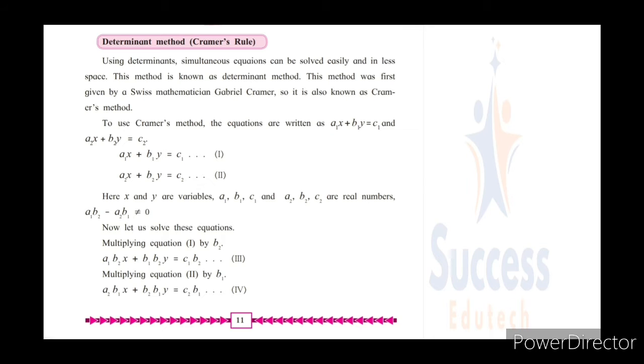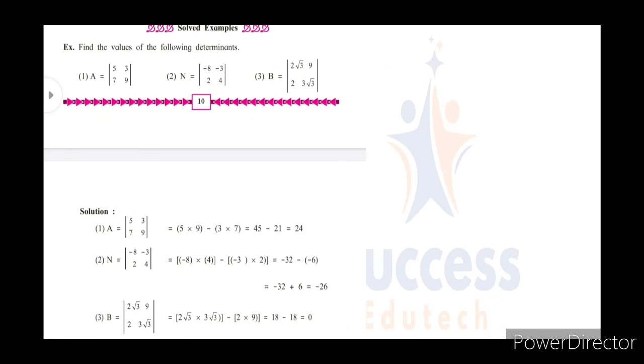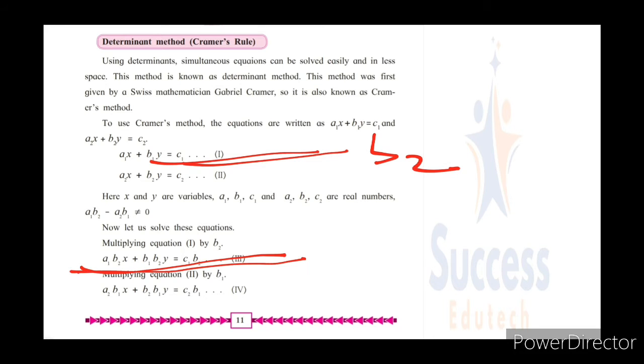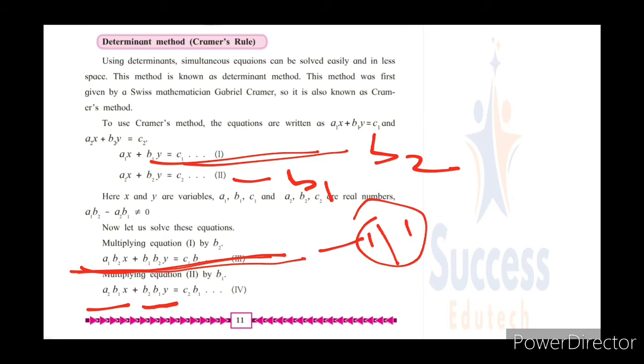So now multiply equation 1 by b2. If I multiply equation 1 by b2, we get this type of equation: a1b2x plus b1b2y equal to c1b2. This is my equation number 3. Now multiply equation 2 by b1. If I multiply equation 2 by b1, we get a2b1x plus b2b1y equal to c2b1. So this is my equation number 4.